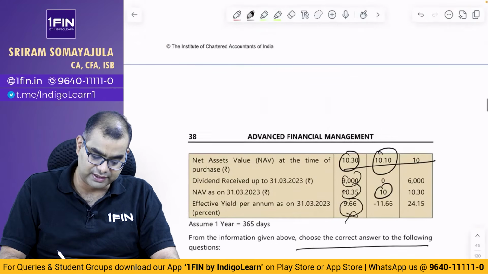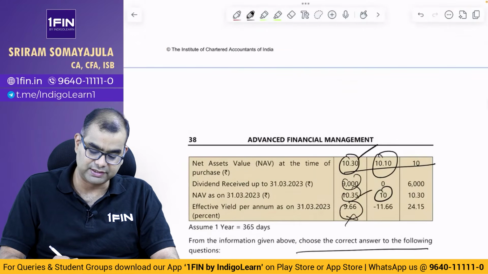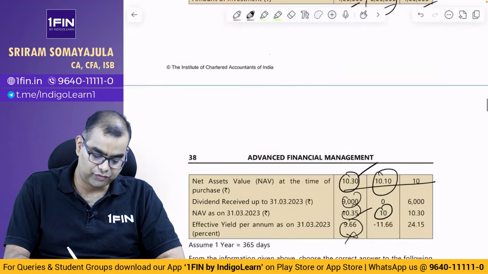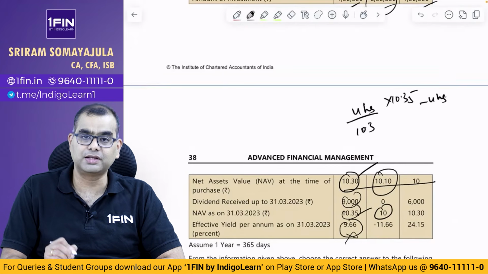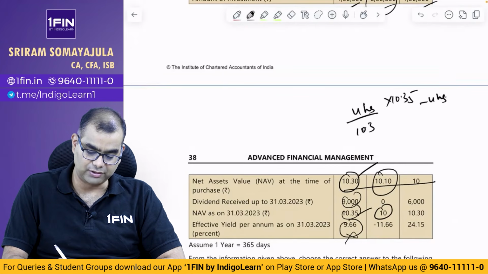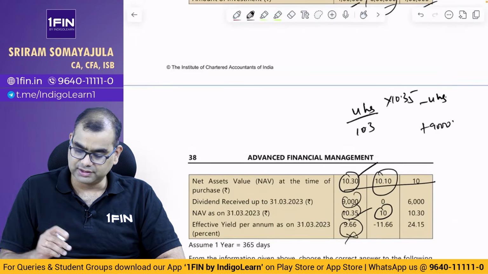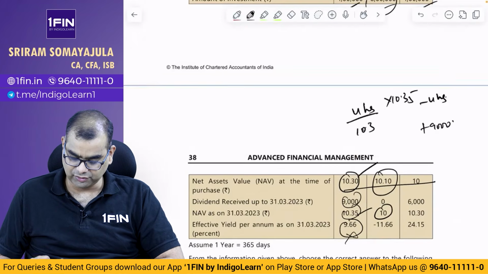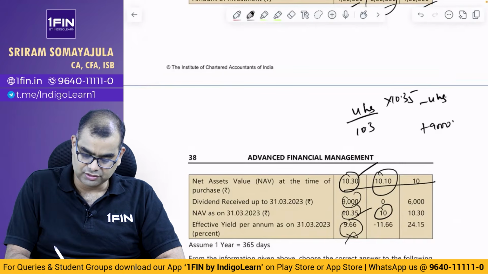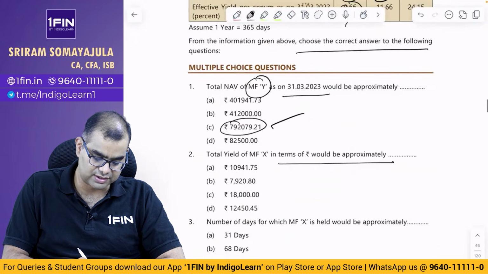Absolute value, basically here, you invested at 10.3, the closing is 10.35. So 4 lakh divided by 10.3 into 10.35 minus 4 lakhs. This is the gain that you have made on investment value, plus 9,000. This basically is the money that you have made. You get 1941.74. So 10,941.74. Yes, this is the answer.